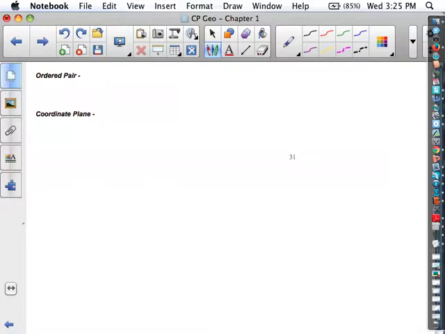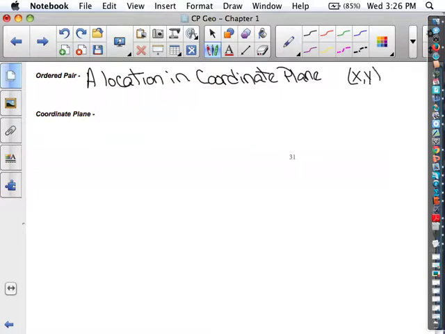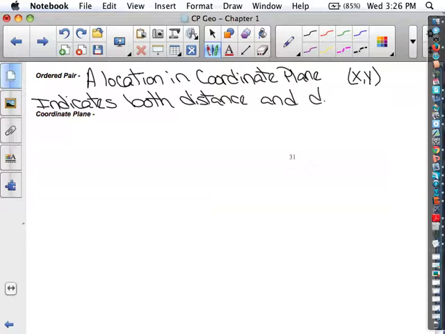So now, let's talk about an ordered pair. An ordered pair, remember, is a location in the coordinate plane, and it's represented by an x value and a y value, and it indicates both distance and direction from the origin. And remember, the origin is 0, 0.